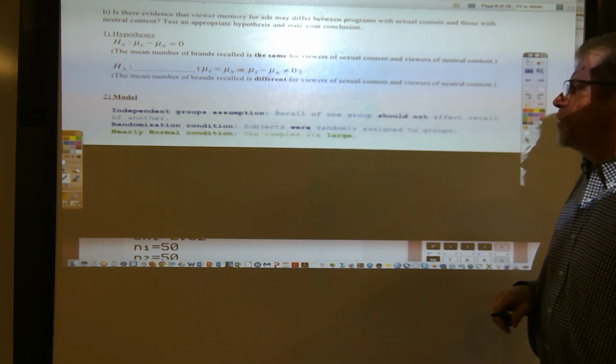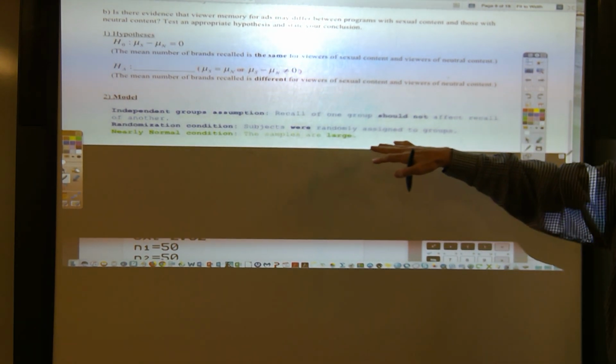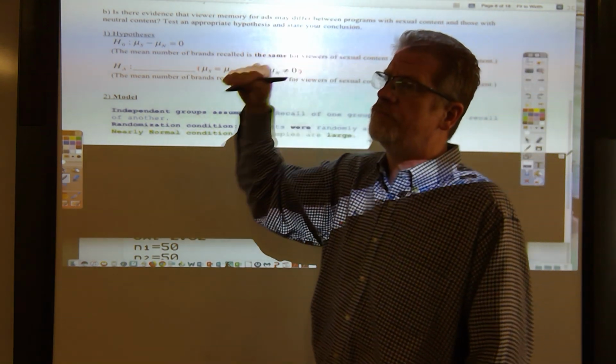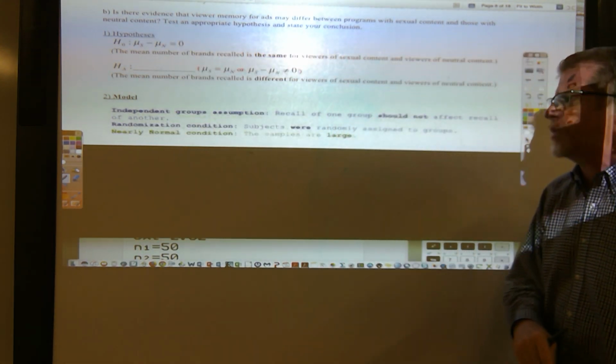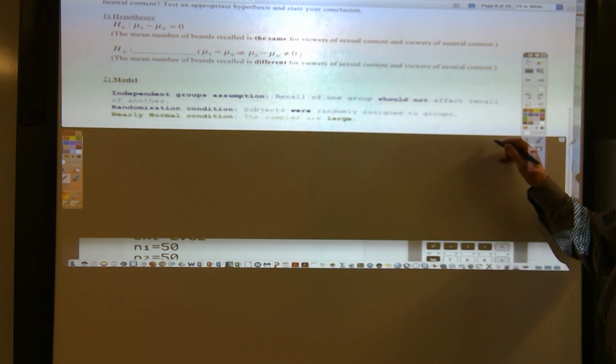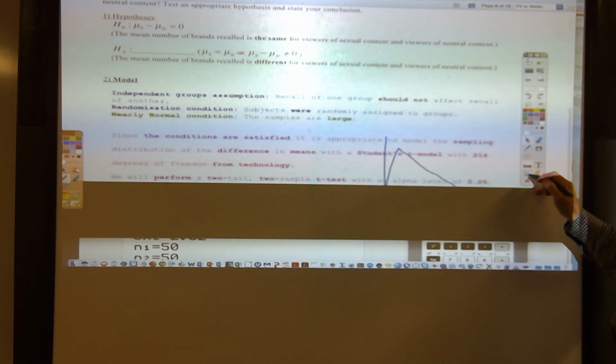But here's the documentation. Recall of one group should not affect the recall of another. They're independent of each other. Subjects were randomly assigned. We didn't randomly select them. They volunteered for the experiment because we are imposing treatments on them. You can't just randomly select people and impose treatments. That's unethical in Western civilization. Nearly normal condition: the samples are large, so we're good there.